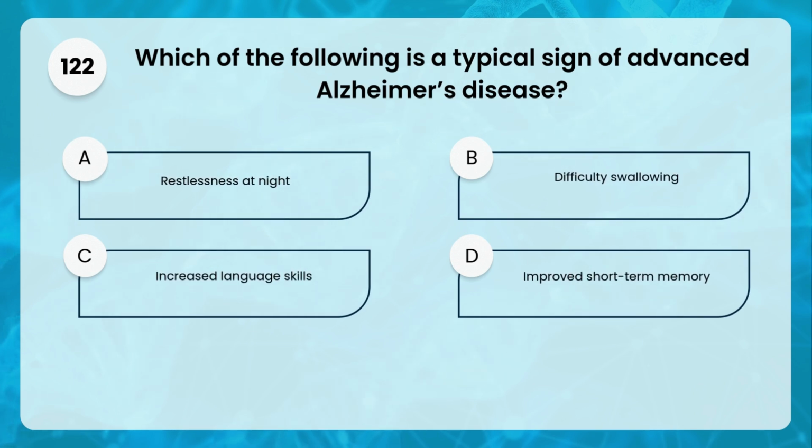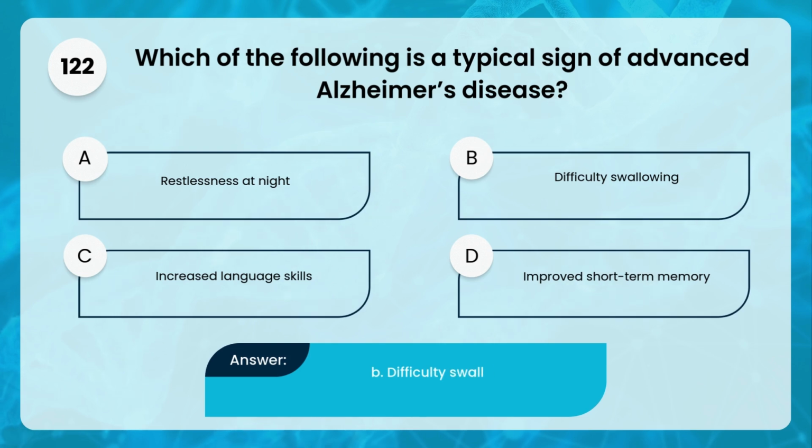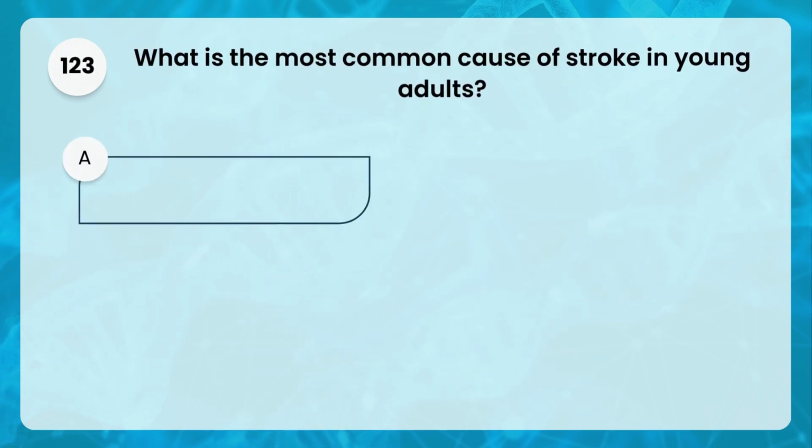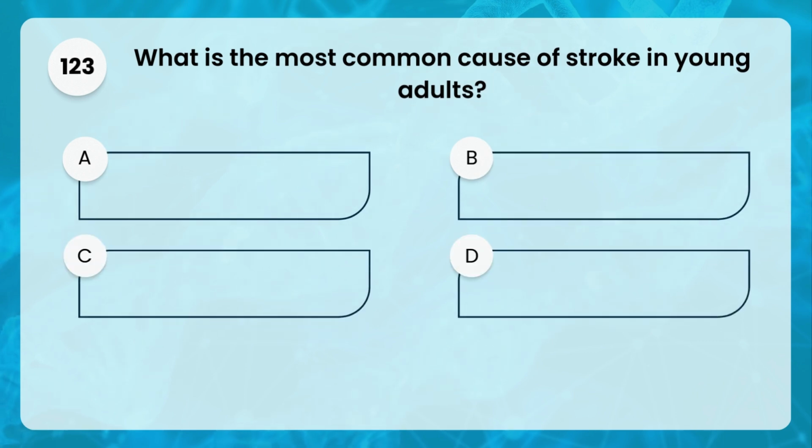122. Which of the following is a typical sign of advanced Alzheimer's disease? A. Restlessness at night. B. Difficulty swallowing. C. Increased language skills. D. Improved short-term memory. The answer is B. Difficulty swallowing.